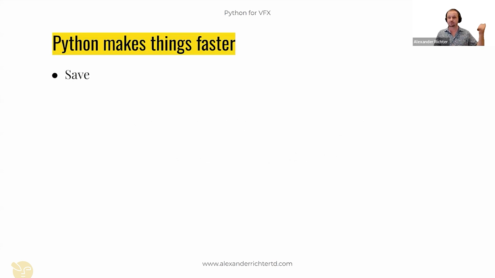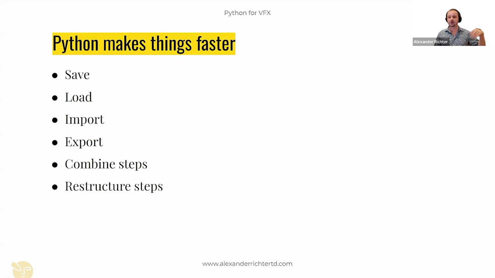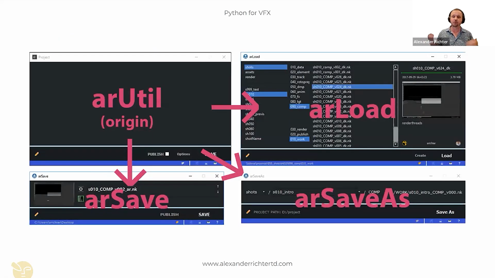So things like save, load, import, export, which is like publishing, combining steps together, restructuring steps, and so on. If you think of what a normal production has, we typically have this typical save script. We have the load scripts, we have the publishing scripts. All these are basically summarizing steps. We can do it ourselves. We can go to the menu, save, and then type in the name and so on.